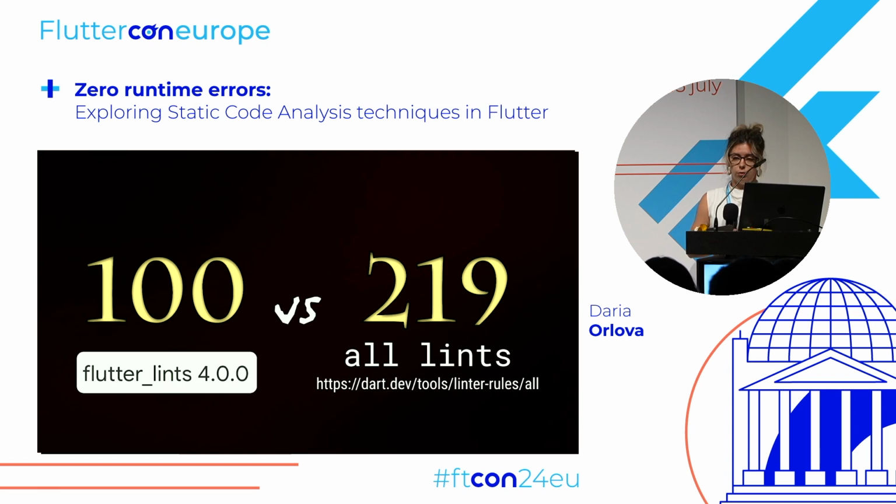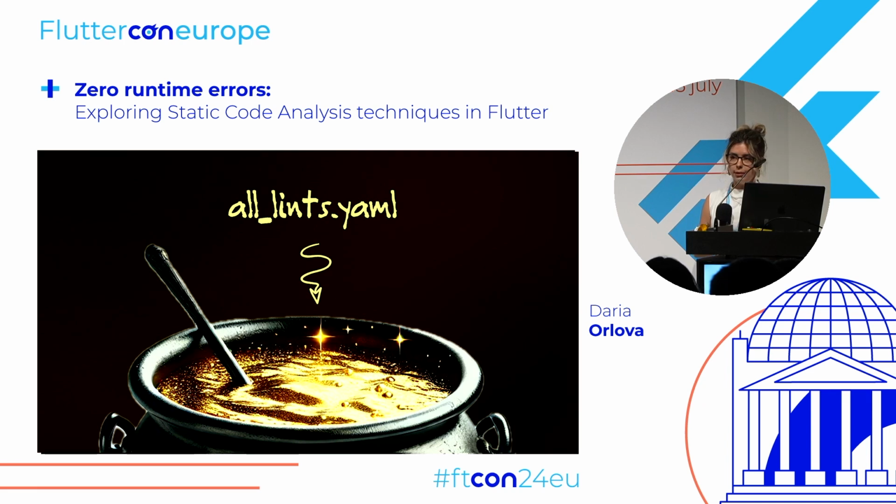One way is to cherry-pick lints, enable the ones that you want, configure them to your needs. Which you can do, but I think that this way it's very easy to miss some lints, especially when new ones come out. And also you can use curated packages by already established companies such as Very Good Ventures, and their very good analysis. But some time ago I learned about it.